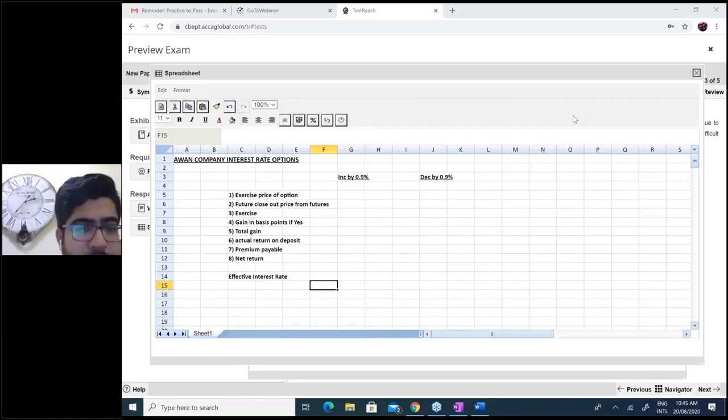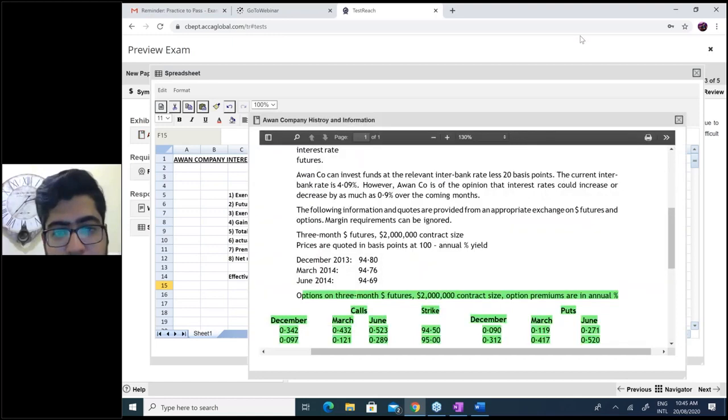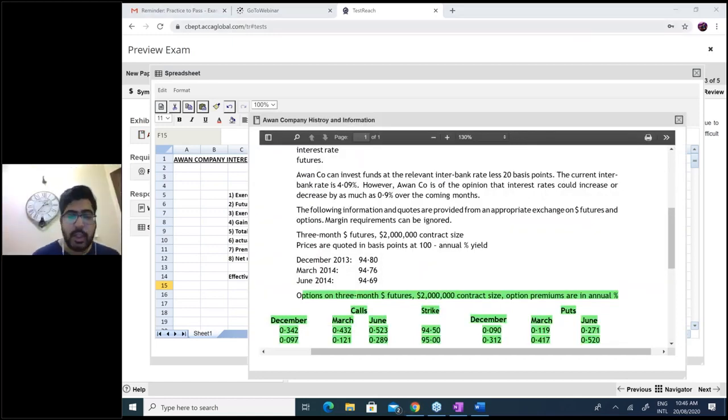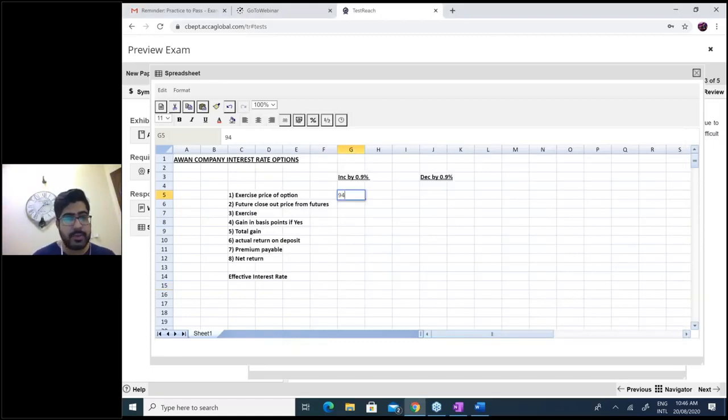Okay, so let's start with exercise price of options. Now, when you talk about exercise price of options, remember in the question, there are two strike prices or two exercise prices given. Which one to use? I have told you in currencies also, we have to work on both exercise prices. If more than two are given, you should use two. But if two are given, you have to work on both because minimum two strike price or exercise price workings is required. Okay, so let's start. I'm taking the first exercise price, that is 94.5. So exercise price I'm taking the first one is 94.5.